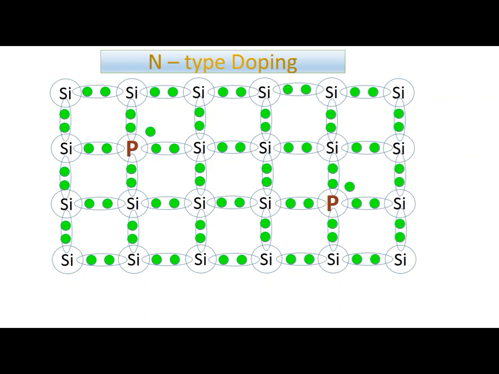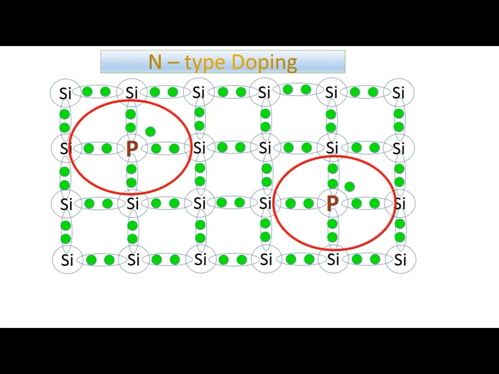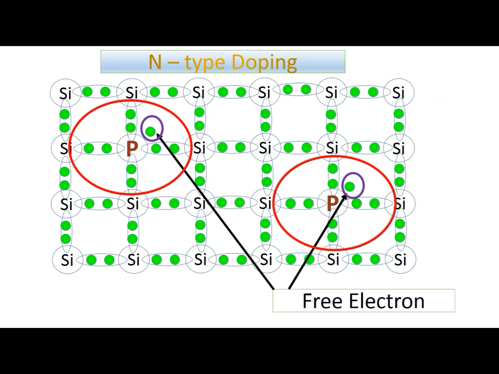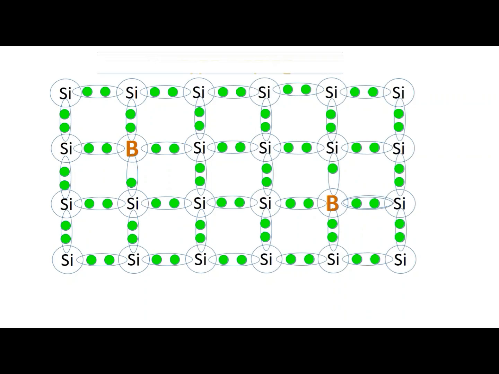Here for N-type doping. When adding a pentavalent atom like phosphorus to a silicon crystal, an N-type semiconductor is made. Phosphorus's outermost orbit has 5 valence electrons. Out of them, 4 bond with silicon valence electrons. But there is an extra electron, which cannot participate in bonding. This electron can freely move. By this free electron, an N-type semiconductor is made.